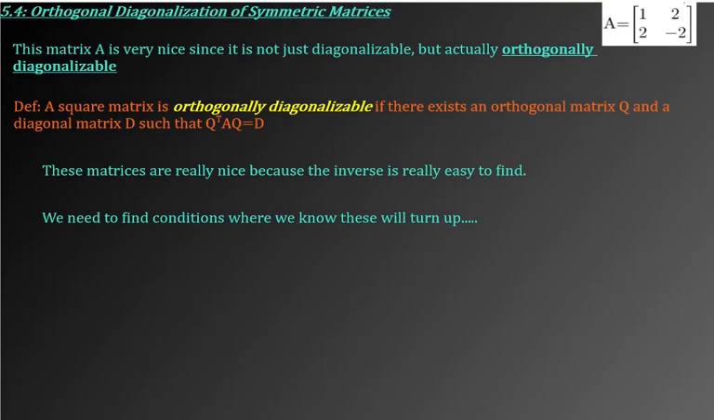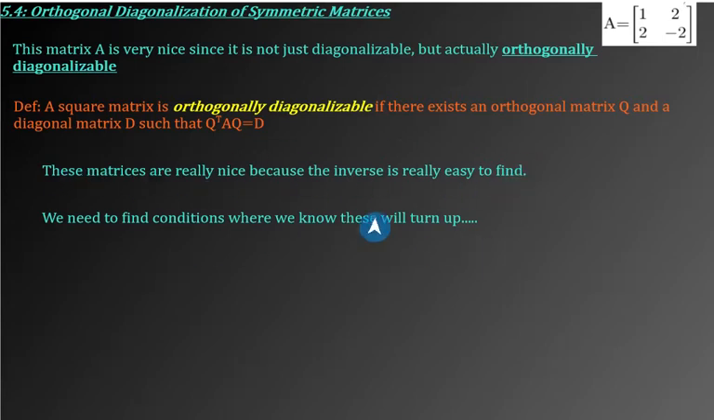That matrix A is very nice because it is not just diagonalizable, it's actually orthogonally diagonalizable. These are square matrices for which you can do the Q^T A Q equals D computation. If there exists a matrix Q such that the diagonal matrix D comes out of that multiplication, then it is orthogonally diagonalizable. Again, the motivation is that the inverse is really easy to find.